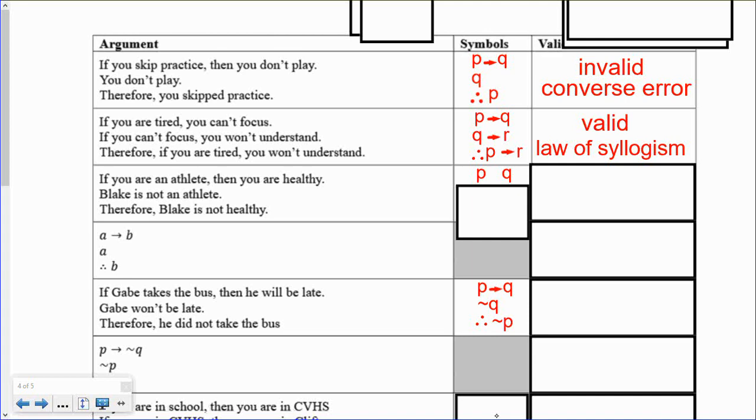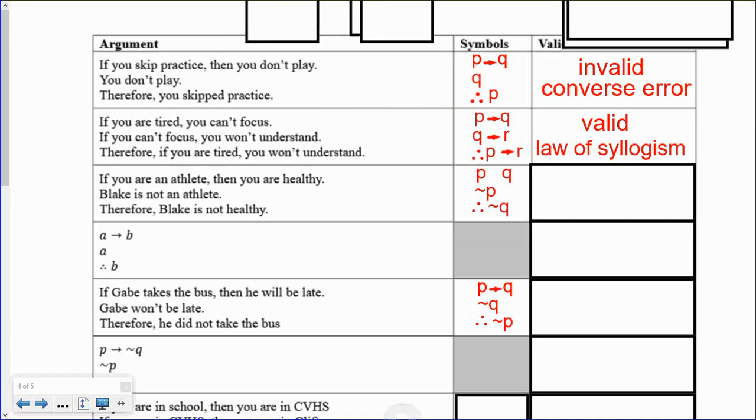All right, then it says, Blake is not an athlete. What's that? Not a new idea. It's squiggle P. Just because I added a name doesn't mean that it's a different idea. I just made a specific example for the hypothesis. And then it finishes with, therefore Blake is not healthy. Yes. Therefore, squiggle Q. That was so easy.